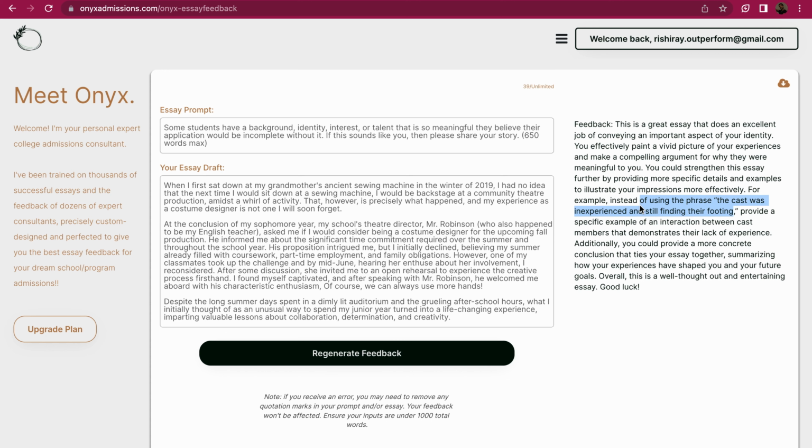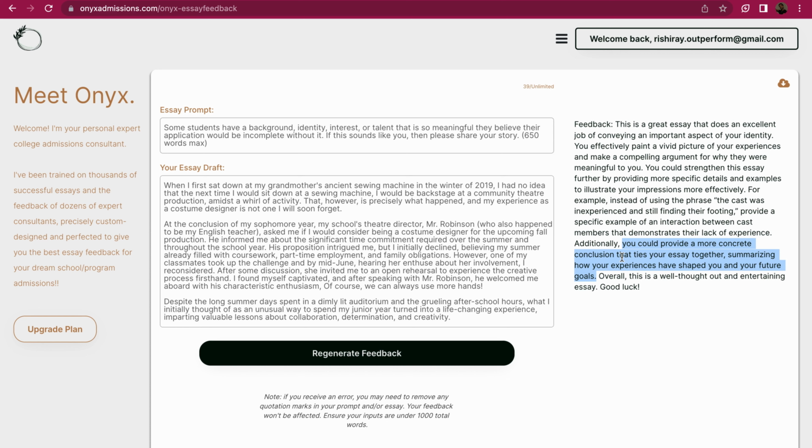Okay, and then we can see some additional feedback here to create a more concrete conclusion that ties the essay together. This resounds one of the key pieces that we talked about as well, right? Being able to take all of those experiences, those moments that you talked about, and pull them together, bring it into the context of your future goals and how those experiences have shaped you. And that is exactly what Onyx is saying here. We talked about a conclusion that is excellent, must have the self-reflection and the application to future goals.